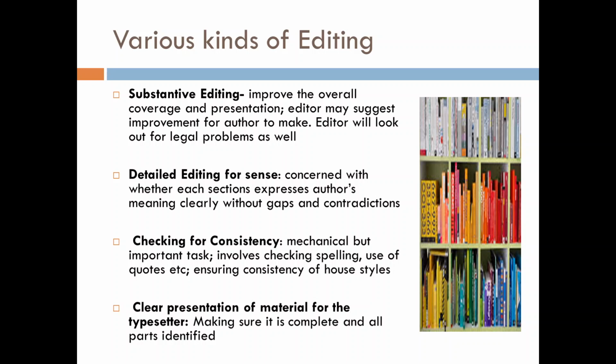Next kind of editing is checking for consistency. It is actually a mechanical but important task. It involves checking such things as spelling and use of single or double quotes, either according to a house style or according to the author's own style, and checking the number of illustrations, tables, and notes, and any cross references to them, and also the consistency of bibliographical references. So this is actually looking for all those spellings, codes, etc., and understanding whether they provide consistency. So consistency of house style.